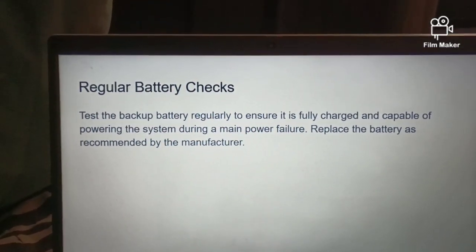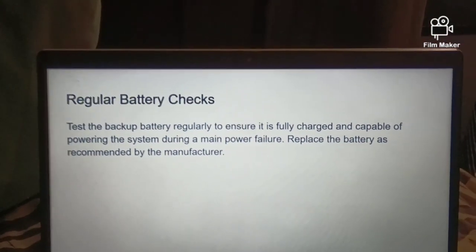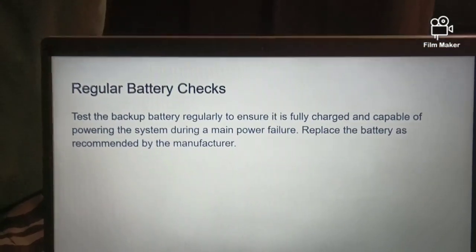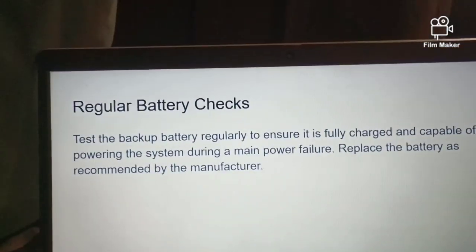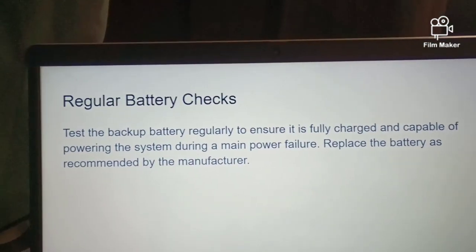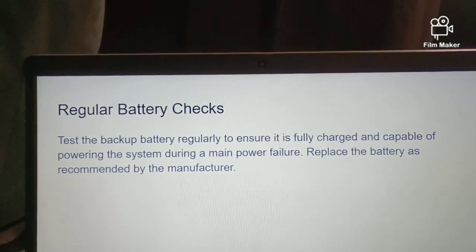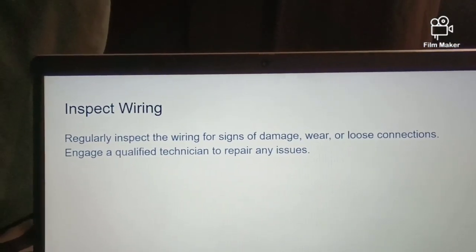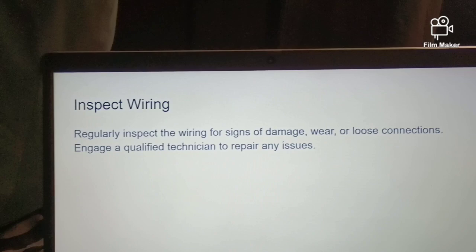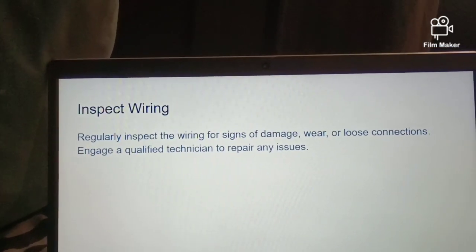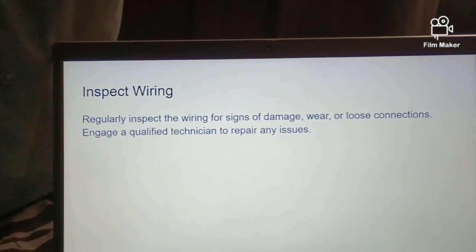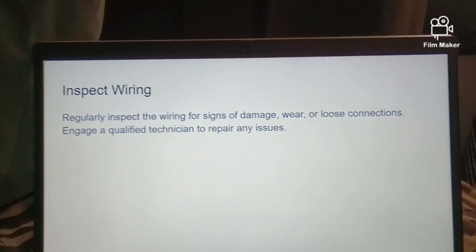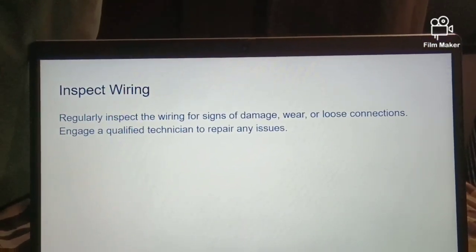Regular battery checks. Test the backup battery regularly to ensure it is fully charged and capable of powering the system during a main power failure. Replace the battery as recommended by the manufacturer. Inspect wiring. Regularly inspect the wiring for signs of damage, wear, or loose connections. Engage a qualified technician to repair any issues.